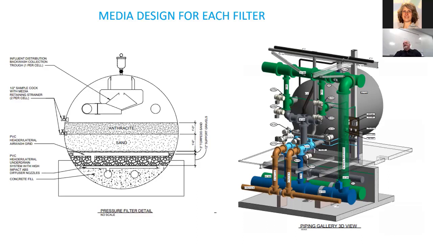Correct. Other questions? Feel free to mute yourself. One thing to mention is this is for iron and manganese removal. It is not for hardness removal. So there is no hardness removal in the plant. The calcium, magnesium levels leaving the plant will be roughly the same as when they enter the plant.